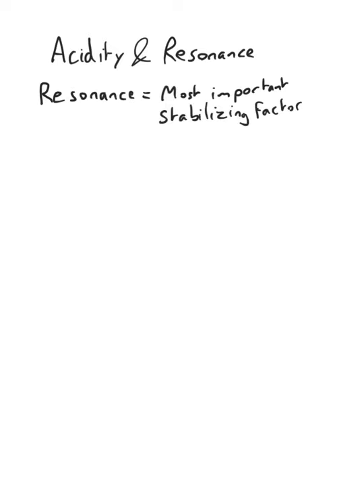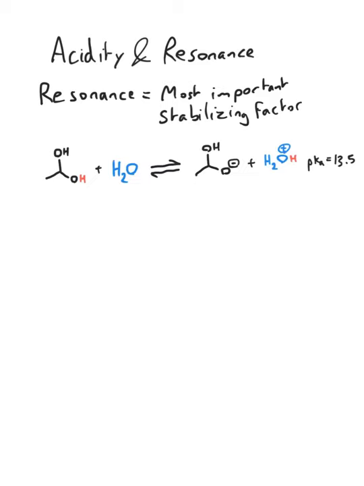This video is on the relationship between acidity and resonance. Resonance is the most important stabilizing factor in organic chemistry, and therefore if we're worried about the stability of conjugate bases, we need to look for resonance. Let's look at these two examples. Two organic molecules reacting with water to form the conjugate base and hydronium ions.